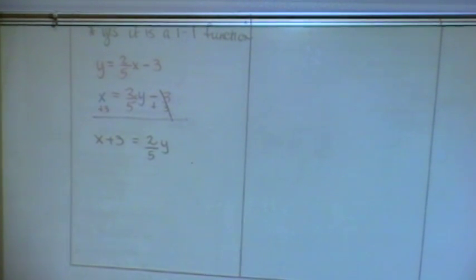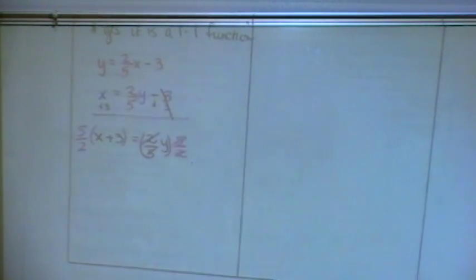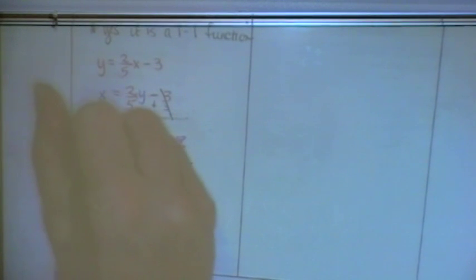This next part you can do in 2 steps or you can do it in 1. You can either clear the fraction first by multiplying by 5, and then you're left with 2y, divide by 2. Or you can do it all at one time by multiplying by the reciprocal. It doesn't matter, you're going to get the same answer either way. Because I would like to be considered a mathematician and be efficient, I'm going to do it all at one time. 5 times 5, 2 times 2. I am going to go ahead and distribute this.